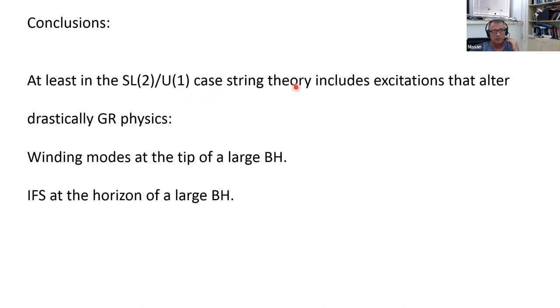It does so both at the cigar, where the winding mode is pinching or creating a puncture at the tip, even for a very large black hole. And the instant folded strings are doing the same at the horizon of a large black hole. And of course, there is much more to learn about this, but it seems like there are some concrete results that seem to support this conclusion.